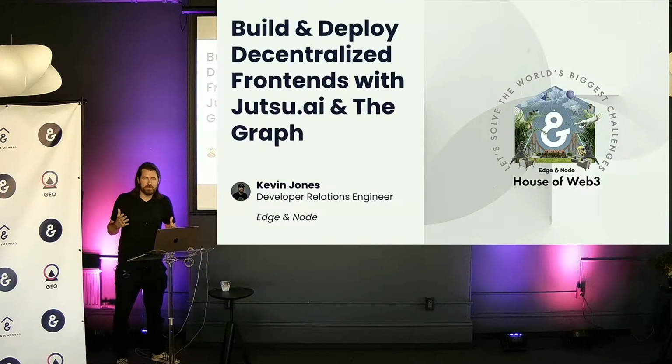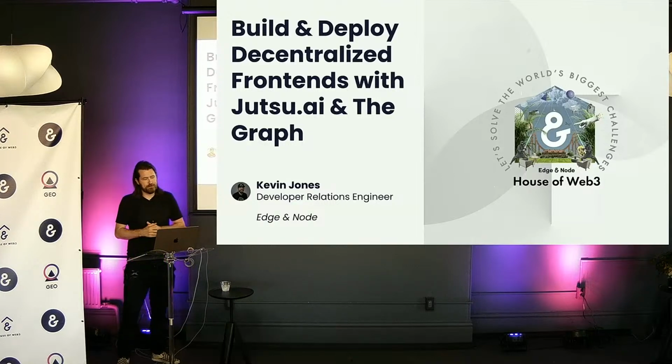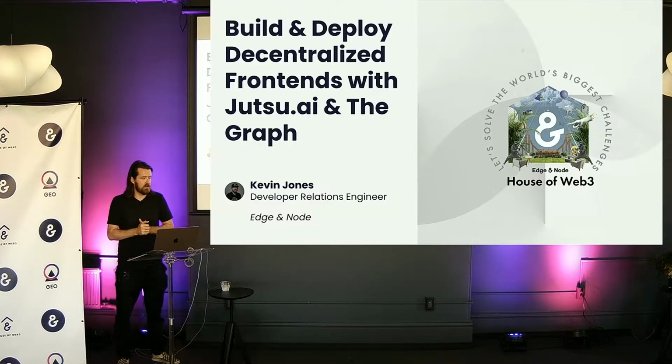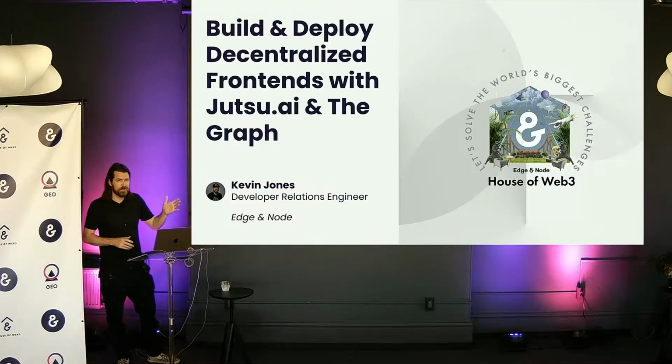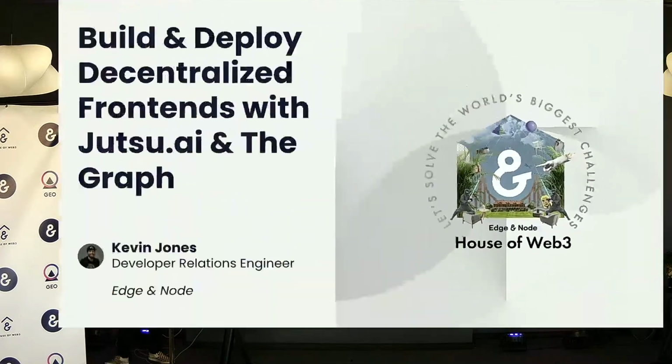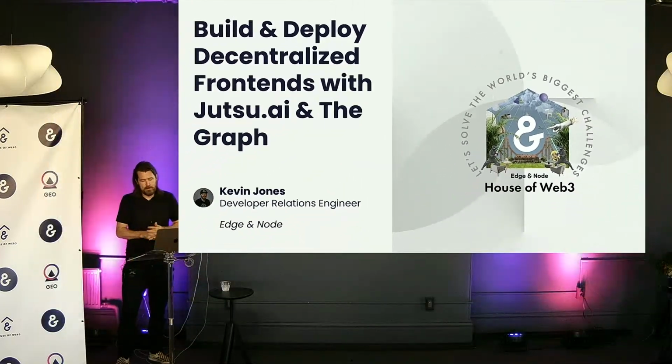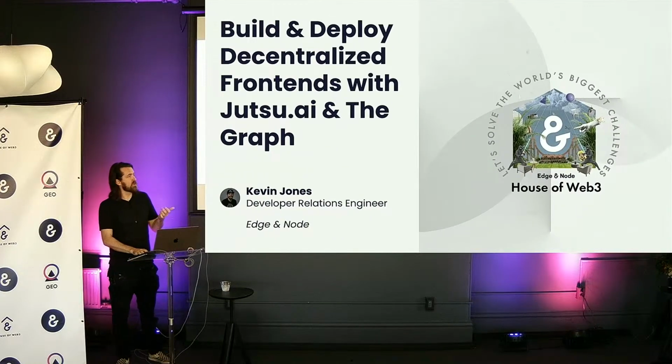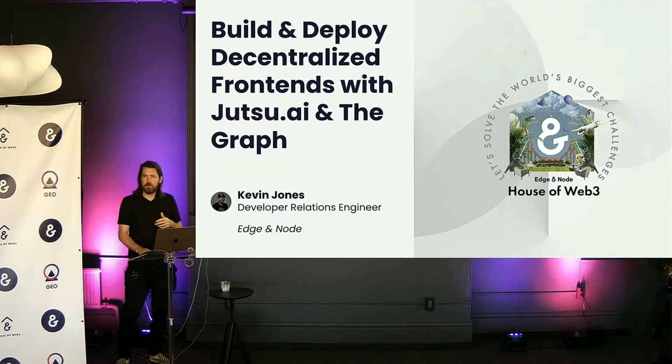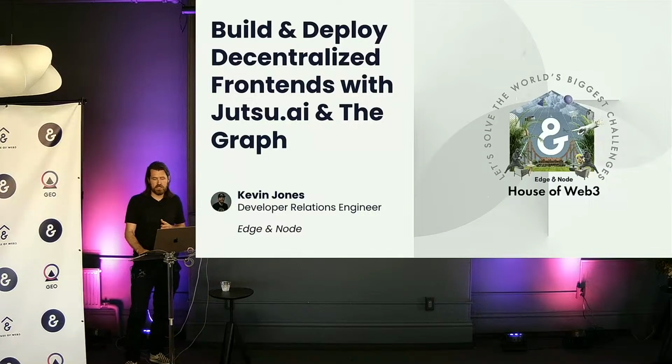My name is Kevin Jones. I'm going to be doing the first half of the talk today, and I'm going to be focusing a little bit on the graph portion of this, because I work for Edge and Node as a DevRel engineer supporting The Graph. We're going to talk a little bit about the data for a Web3 application or a decentralized application. And then we're going to go into what a decentralized front end looks like, to truly decentralize your application.